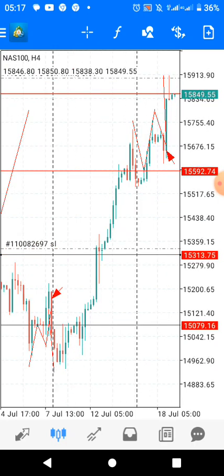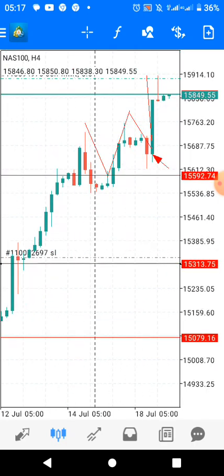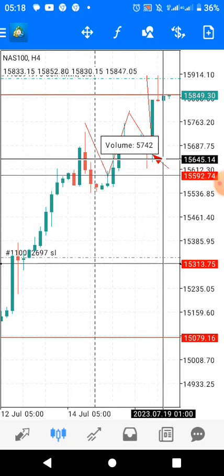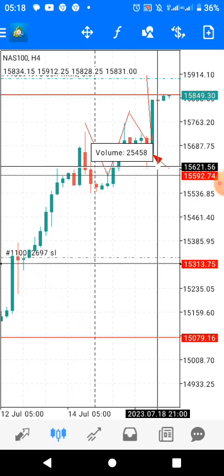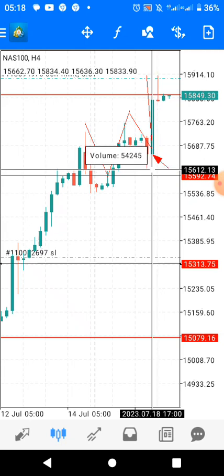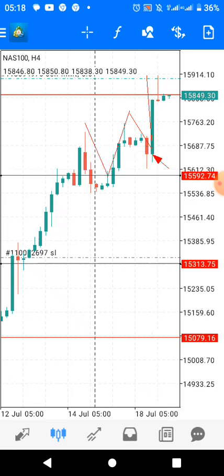As you can see here, guys, this was our W formation. As you can see, I drew the W for you. You see my arrow here. This is where you should have taken your buy position. When you trade this, you must make sure that you put in your levels.